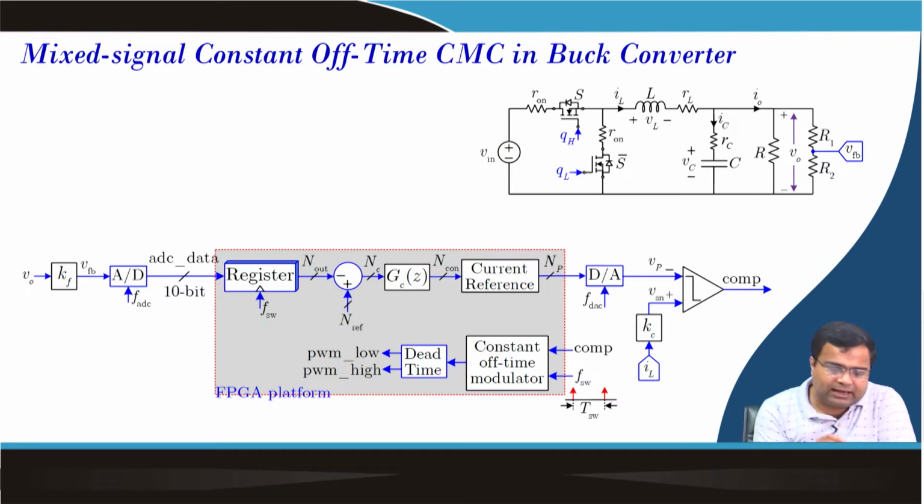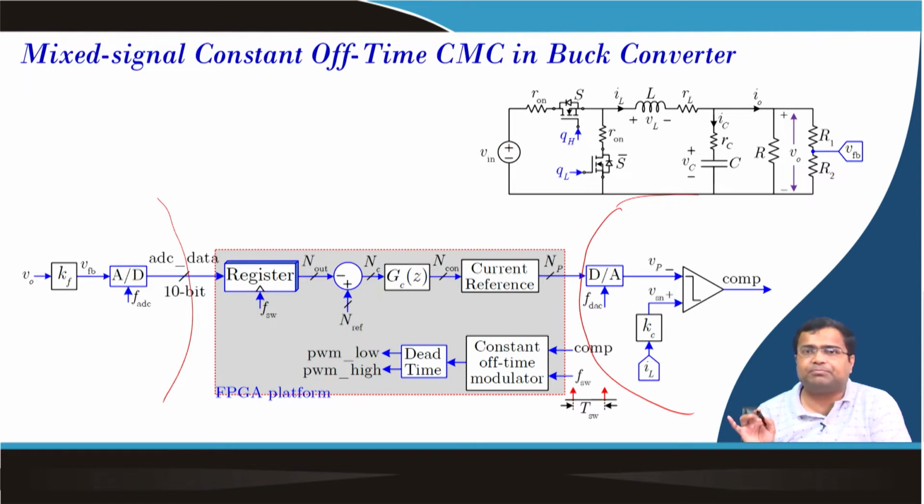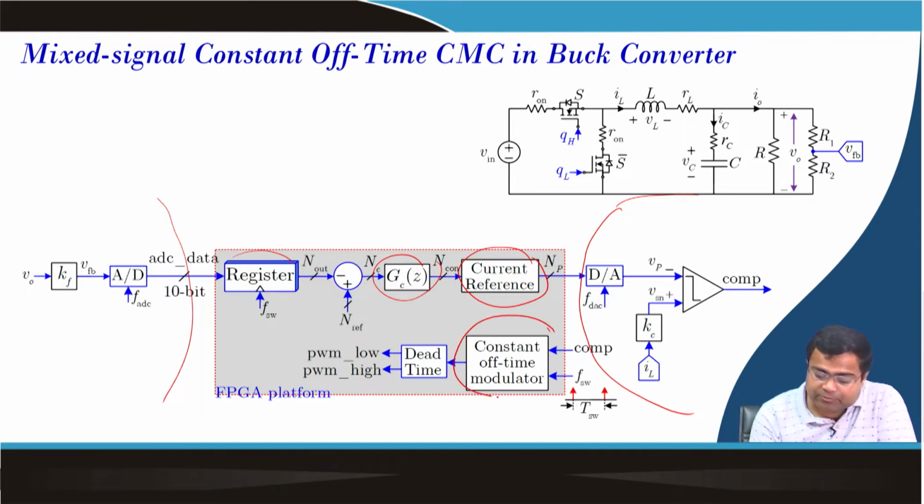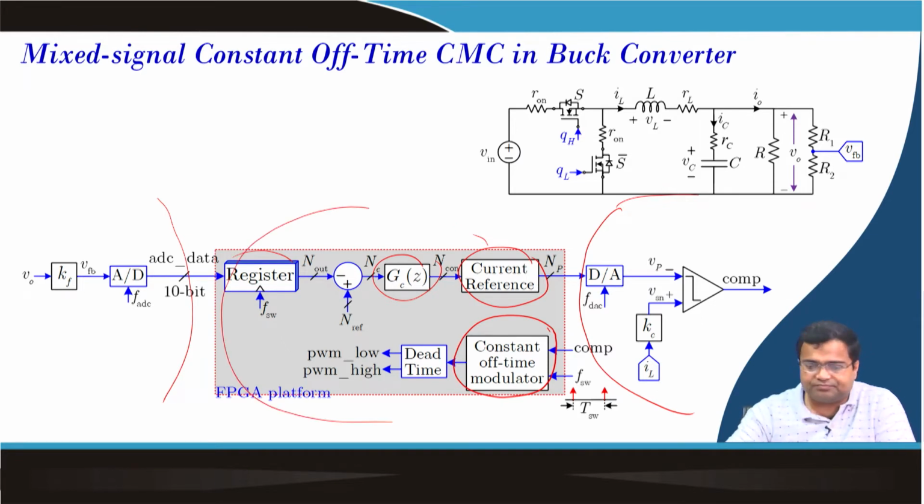Now, we want to implement this constant off time control using a digital platform, that is, an FPGA. Again, these blocks are common, which we have discussed for mixed signal peak current mode control at fixed frequency. The current reference block, register, and controller all remain the same. The difference is the modulator. Here we consider a constant off time modulator, and we will discuss the details of the Verilog implementation in the subsequent lecture. The whole digital circuit is implemented inside the FPGA.